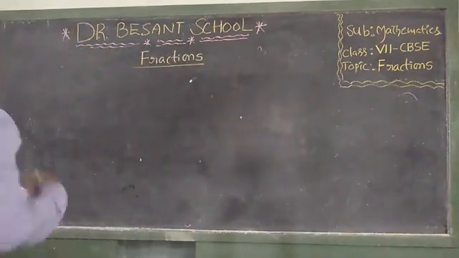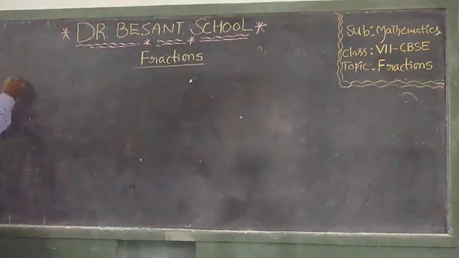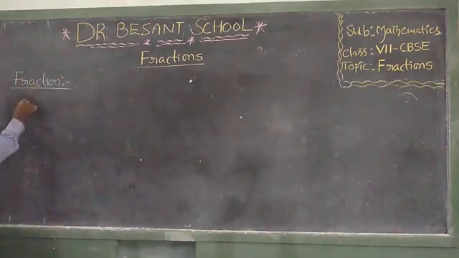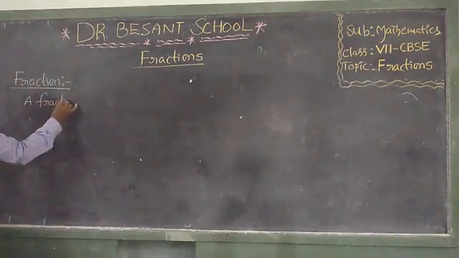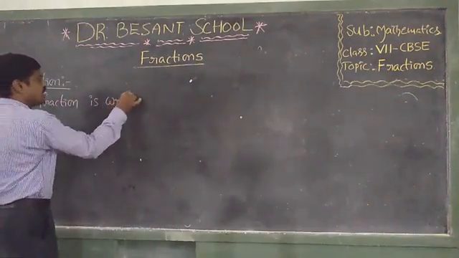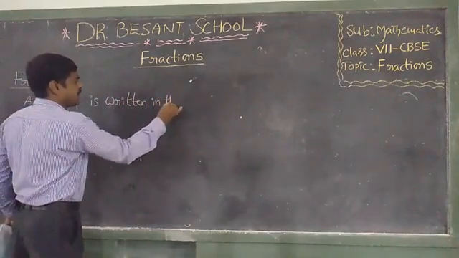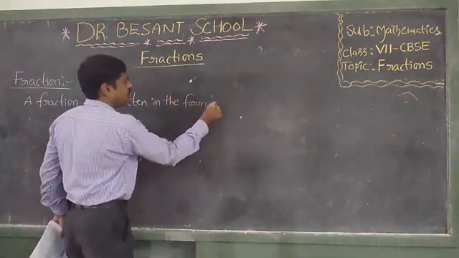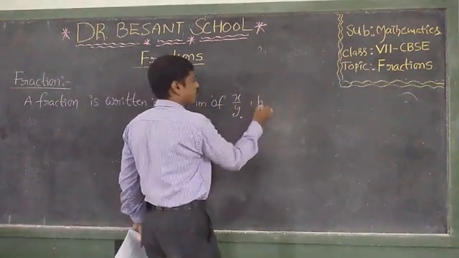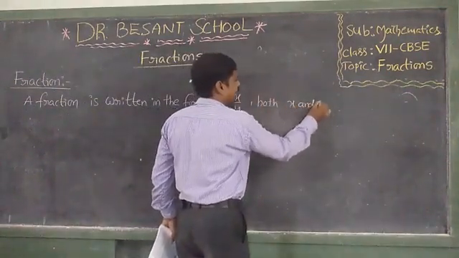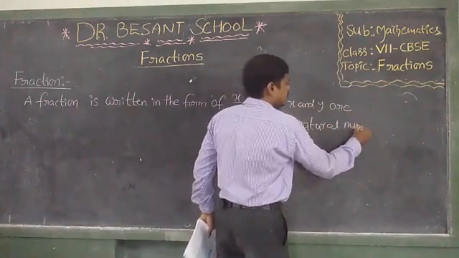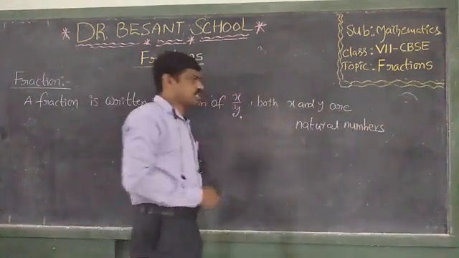See, so what is a fraction? A fraction is written in the form of x by y, where both x and y are natural numbers. So, this is according to your CBSE textbook definition.